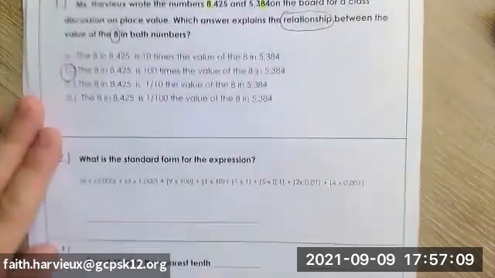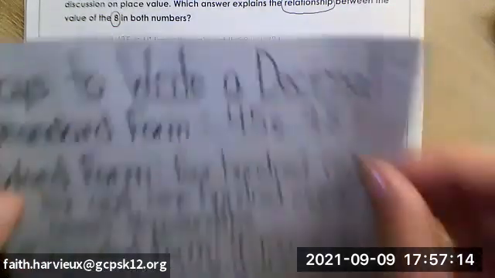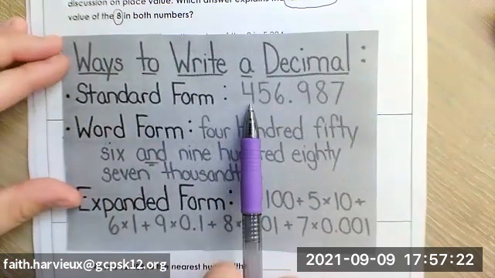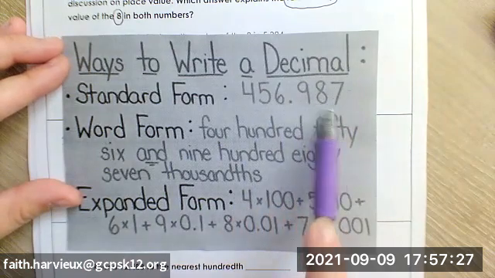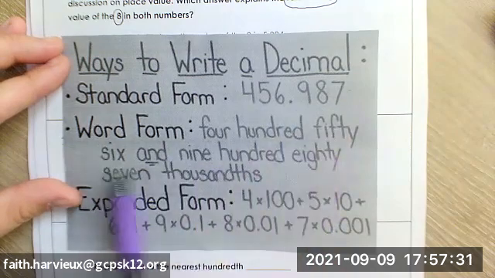Moving on to question 2. Let's talk about the ways that we write a decimal. There are 3 ways that we talked about. Actually, there's 4. We talked about modeling too, but for right now, let's talk about these 3. The first one is standard form, 456 and 987 thousandths. I can see that here, word form.